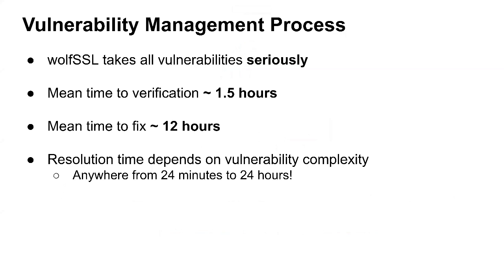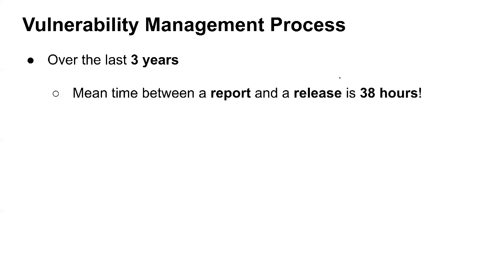When we do have vulnerabilities reported, we take that seriously and get fixes in place and a release out. Our mean time to verification of a reported vulnerability is about 1.5 hours, with our mean time to fix being about 12 hours. Resolution time depends on how complex the vulnerability is, but typically it's between a half hour and 24 hours. Over the last 3 years, the mean time between a report sent to us and a release is around 38 hours, which we think is doing pretty great.